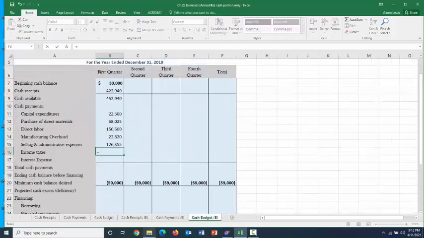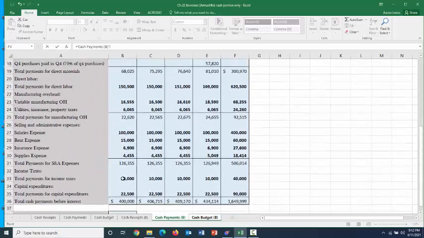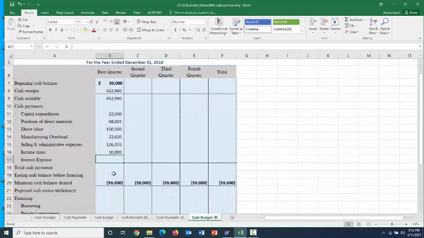For income taxes, back to our schedule of cash payments, that's going to be $10,000. And then lastly, we have interest expense, which would be interest accrued on any borrowing that we've had to make. Well, let's assume that there's no borrowing in place when this period begins, and that's just going to be a zero because there's nothing that says we have to take out a loan yet when the first quarter ends.